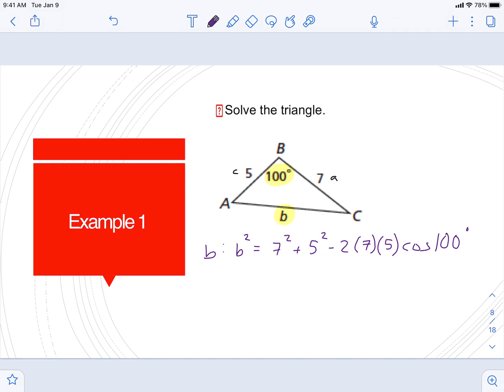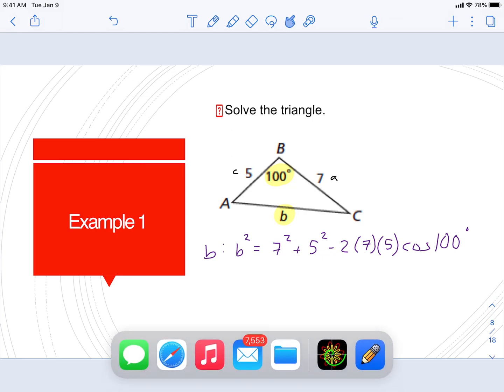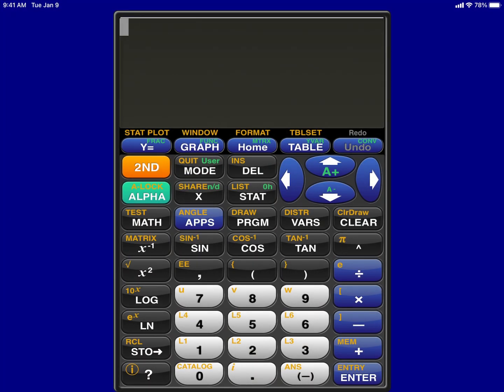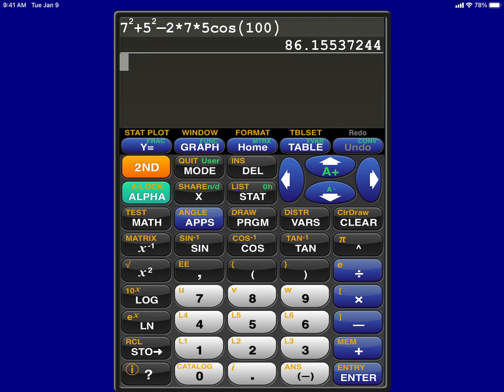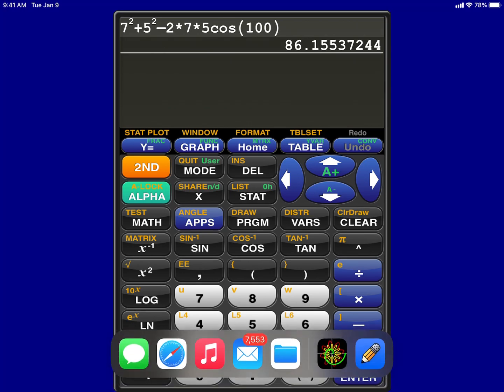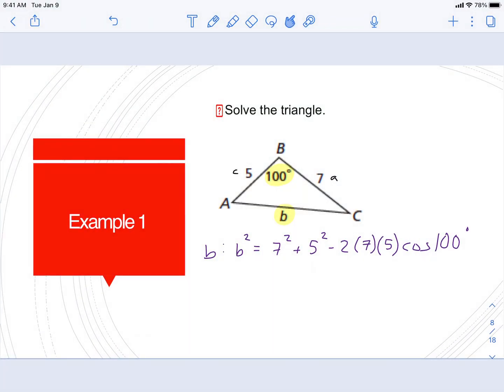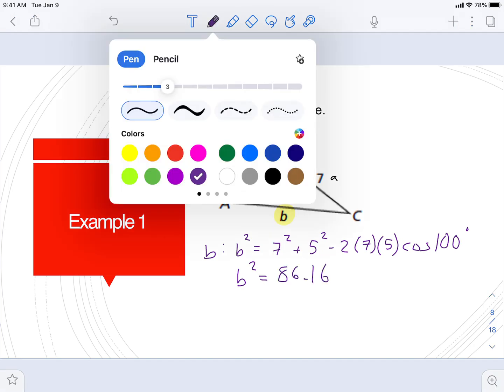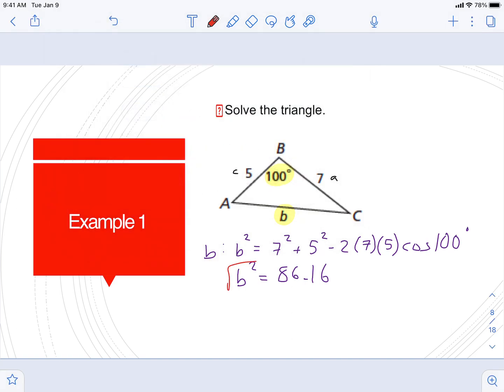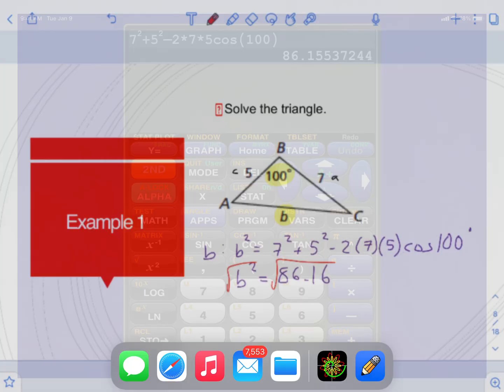And so for this one, I'm going to plug the whole thing into the calculator. So 7 squared plus 5 squared minus 2 times 7 times 5 cosine of our opposite angle, which is 100. And that gives us 86.16. So b squared is equal to 86.16. Now that's b squared, so in order to completely solve this to figure out what b is, I need to take the square root of both sides.